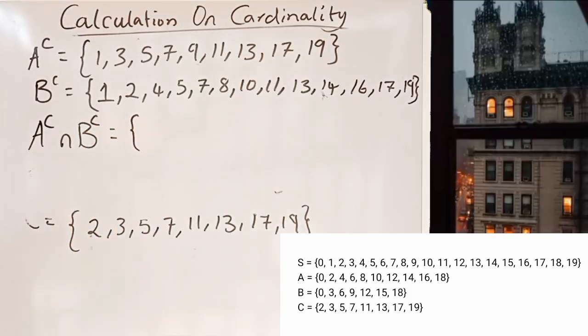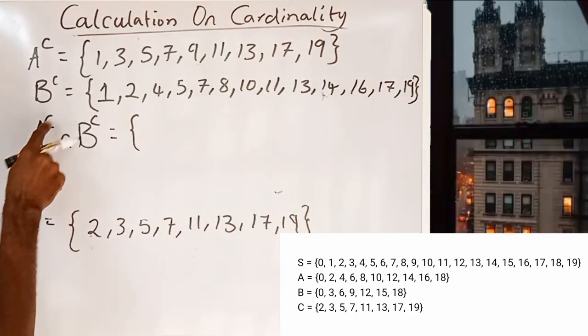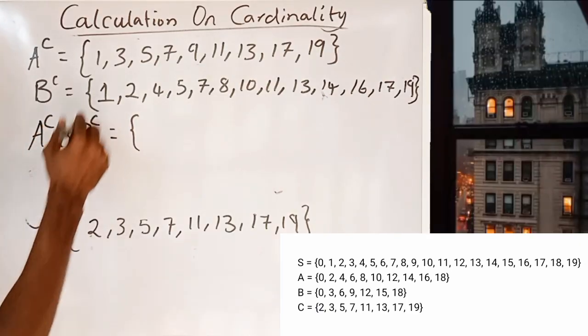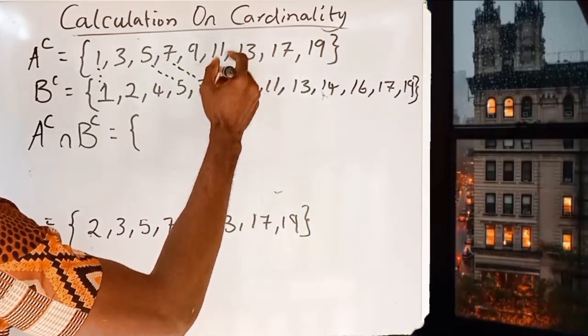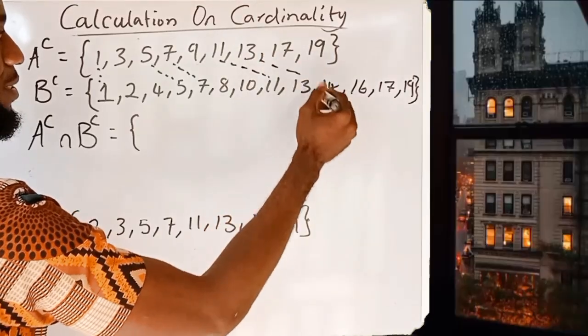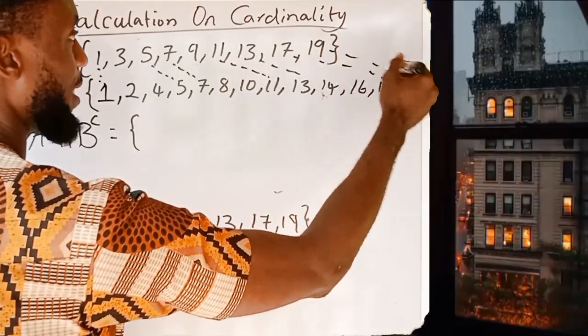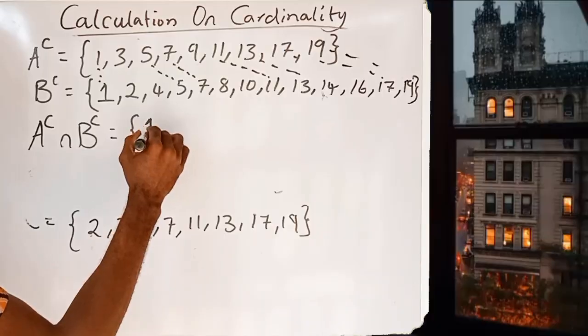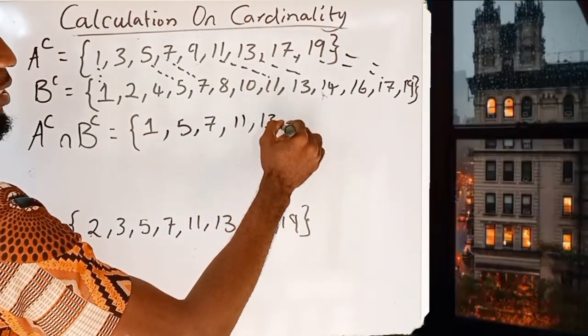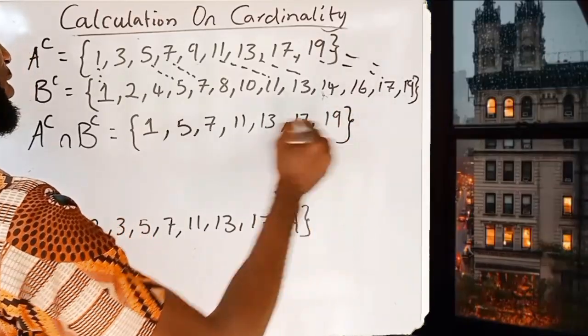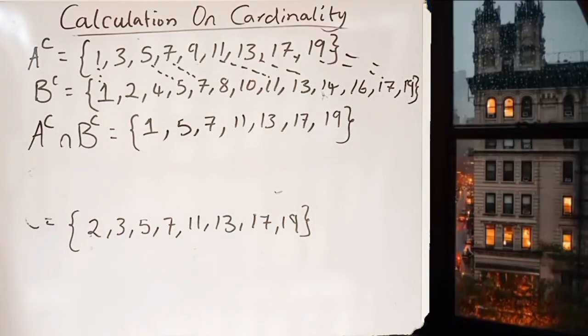If you are dealing with a theory question, it's important that you list every step of the way, every work you're doing. So we now have to look for the intersect, which means common elements, right? These two have 1, they both have 5, they both have 7, they both have 11, 13, and they both have 17 and 19. Good. So we have 1, 5, 7, 11, 13, 17, and 19. This becomes our answer for A complement intersect B complement. We are going to take 2 more examples and then we'll move on to the next.